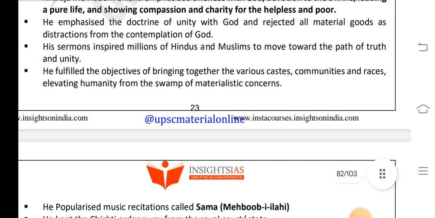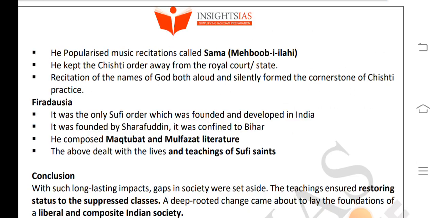He emphasized the doctrine of unity with God and rejected all material goods as distractions from the contemplation of God. His sermons inspired millions of Hindus and Muslims to move towards the path of truth and unity. He fulfilled the objective of bringing together various castes and communities and elevating humanity from the swarms of materialistic concern.